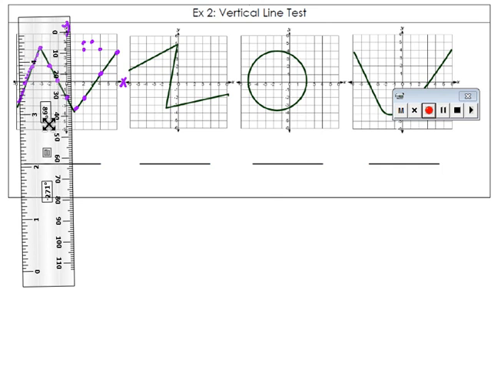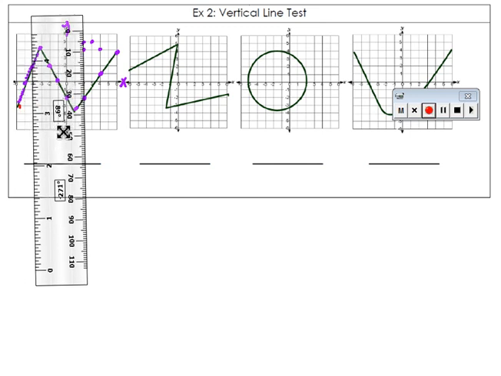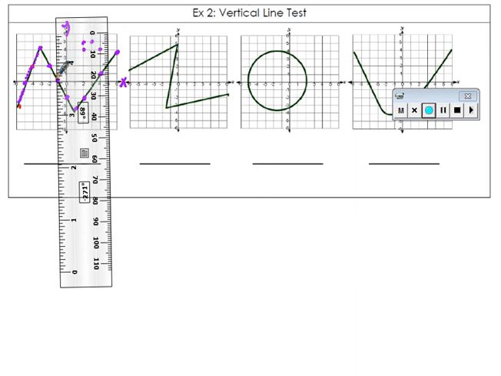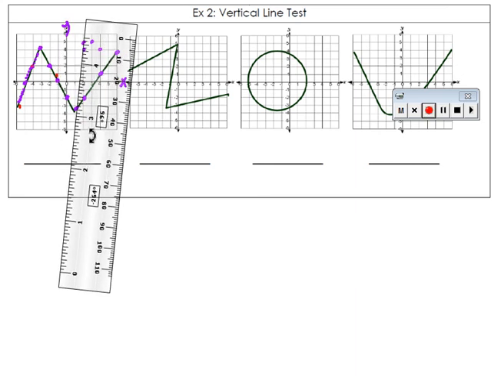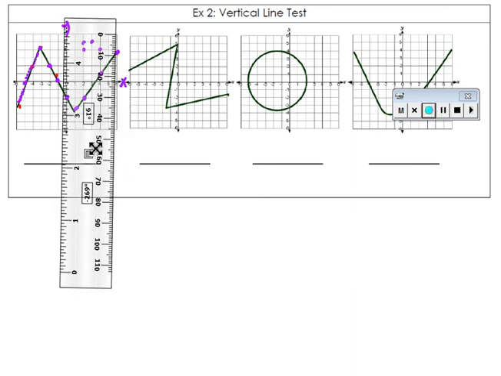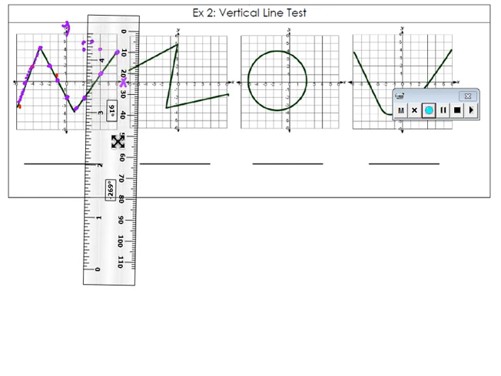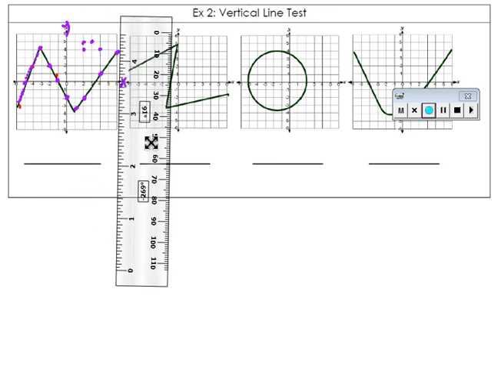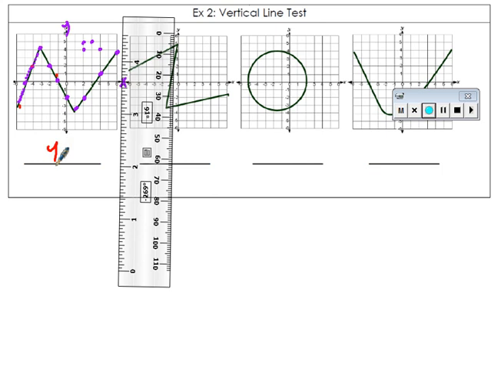So at this point my pencil is touching only one point. If I move it here, the pencil is touching only one point. If I move it here, only one point. Throughout this graph, my pencil is touching only one point at a time. Therefore, first graph is yes, it's a function.